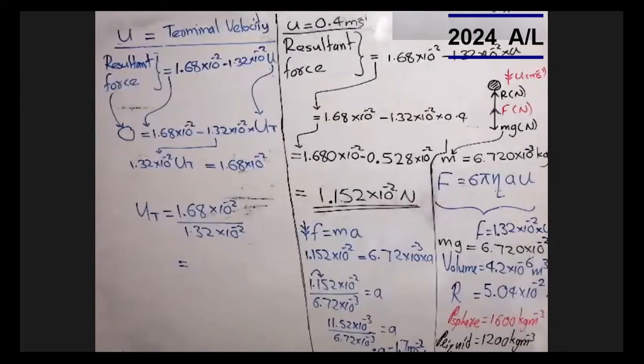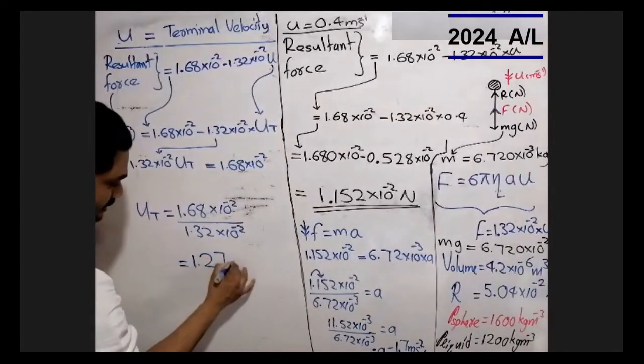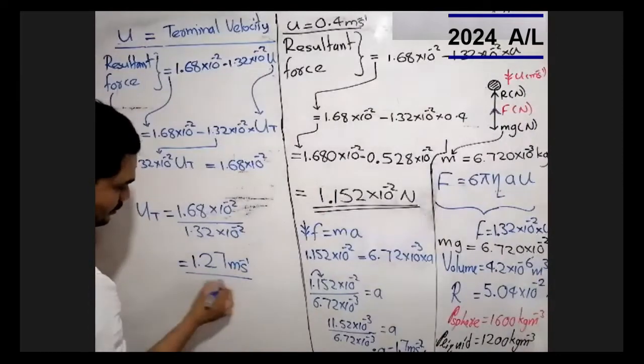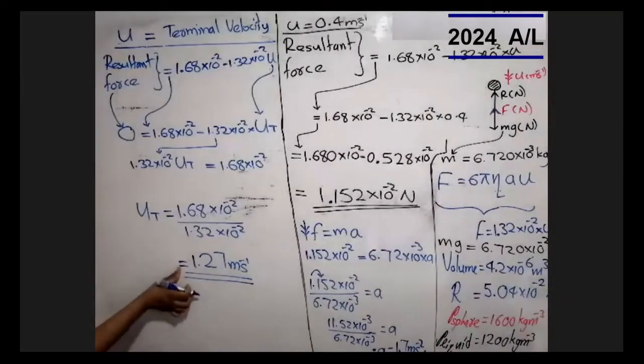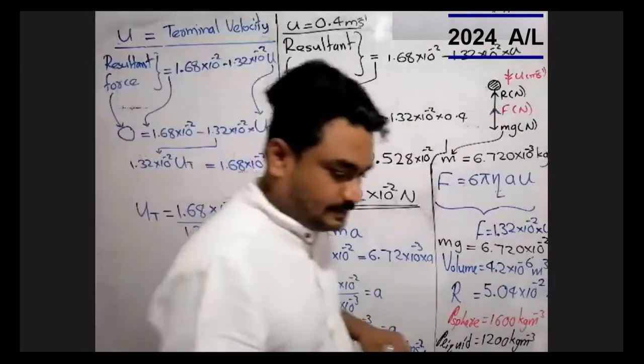1.68 divided by 1.32. Yeah, 1.27 meter per second. So approximately 1.3. 1.27 meter per second. Who got this answer? Right.